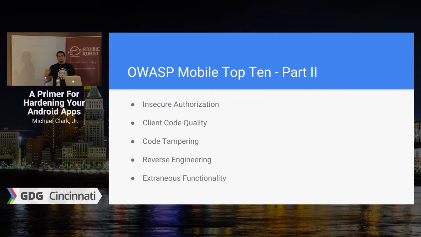Exactly. Code tampering is when the attacker is changing code to make it work a certain way, maybe changing address pointers or something like that in memory. Versus client code quality, which is where you specifically wrote something that's insecure, like a SQL injection or something like that.